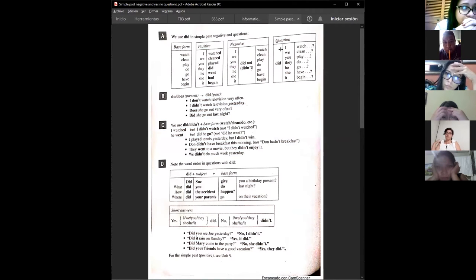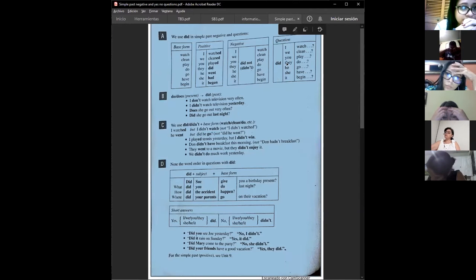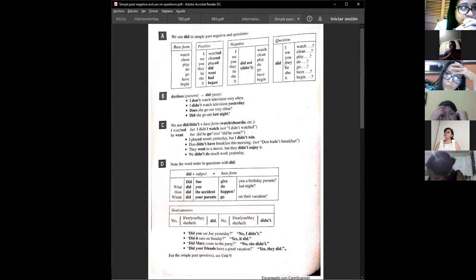When we have a yes or no question, we have the auxiliary did. And we have the subject: I, we, you, they, he, she, it. And the verb is the same. We don't change the verb. If you see, these are similar and this is different. ¿Alguna pregunta hasta el momento?